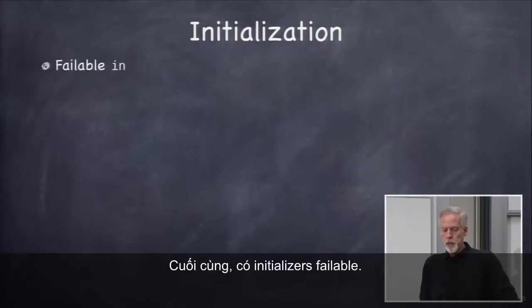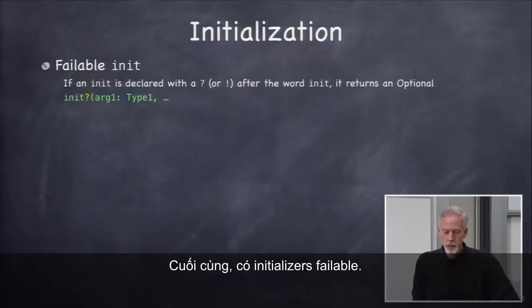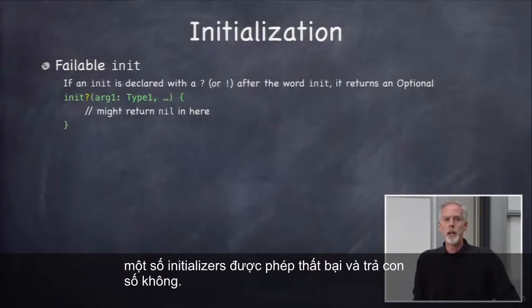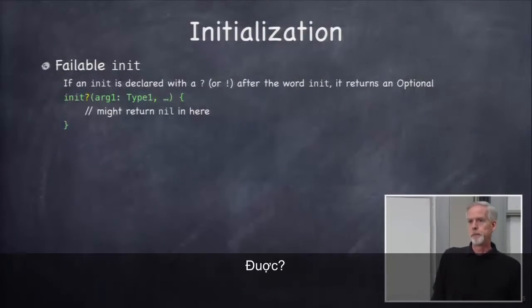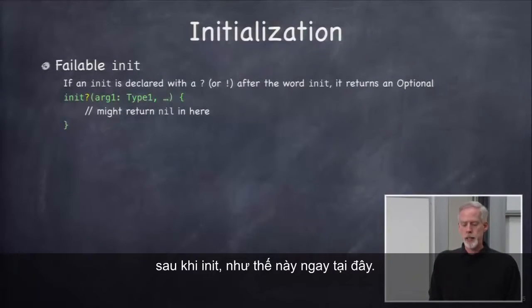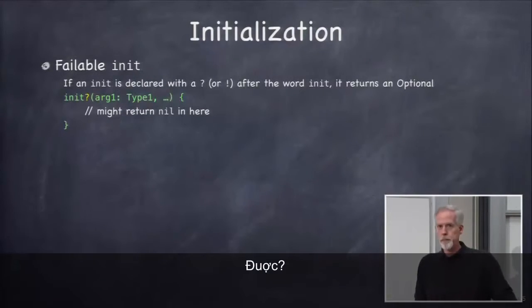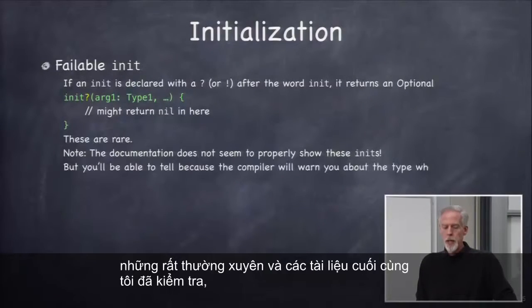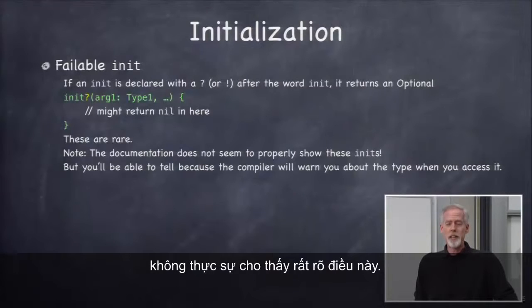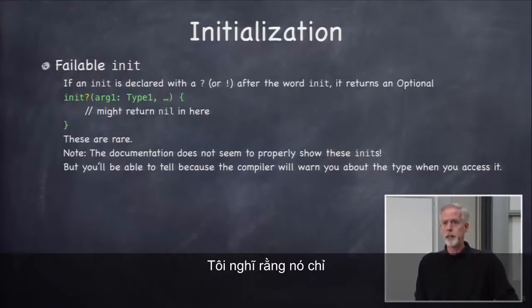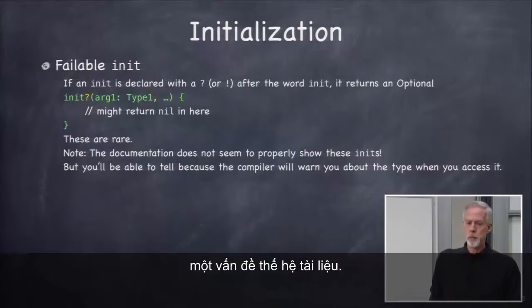Okay? Finally, there's failable initializers. Okay? So some initializers are allowed to fail and return nil. Okay? You designate them by putting question mark after the init like this right here. Okay? Now this is pretty uncommon. Okay? You don't see this very often. And the documentation, last I checked, doesn't really show this very well. It doesn't put the question mark in there. I think it's just a documentation generation problem.